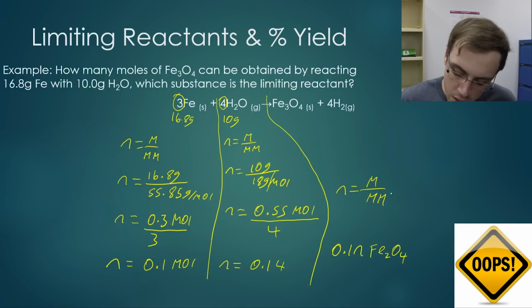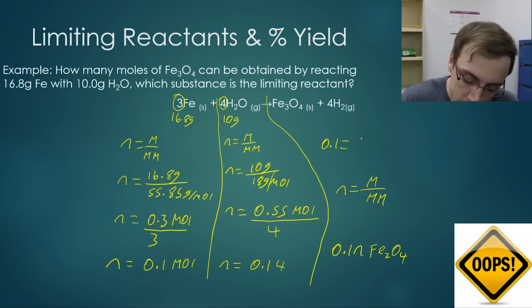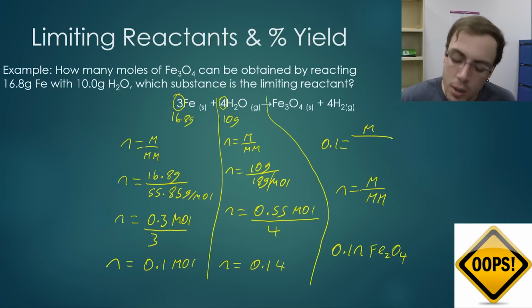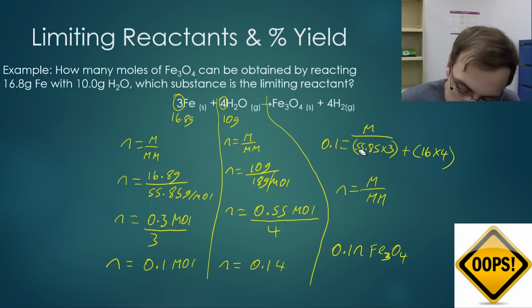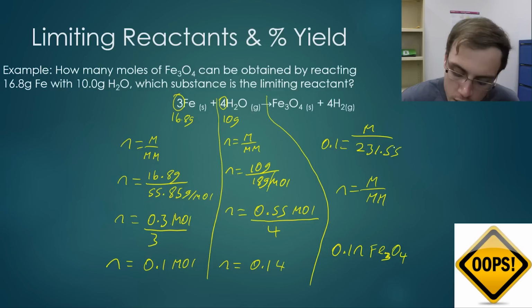Now again, to calculate the mass of that, we simply use moles is equal to mass over molar mass. So we go 0.1 is equal to the mass, which we don't know, that's what we're trying to calculate, divided by the molar mass, which we can find out from the periodic table. So we add those together, and that will give us 231.55.